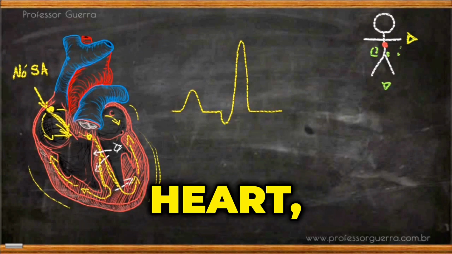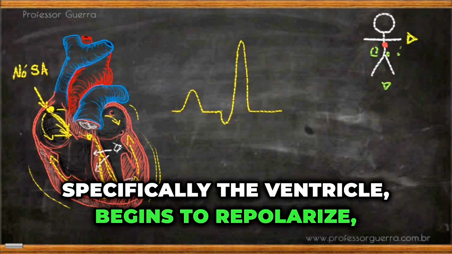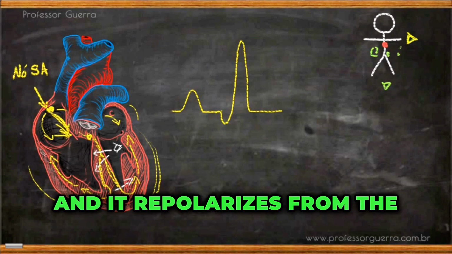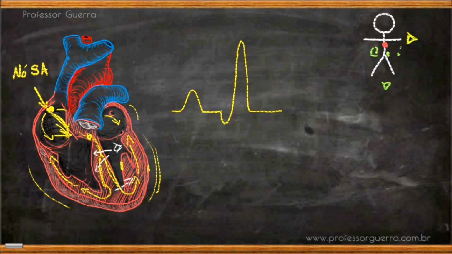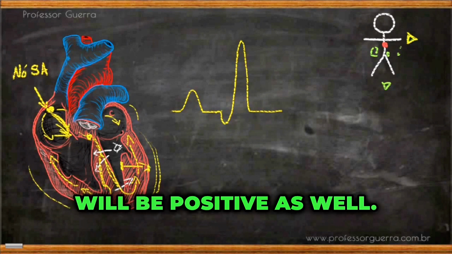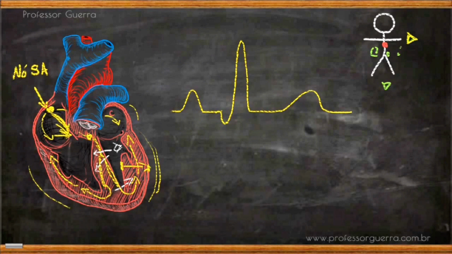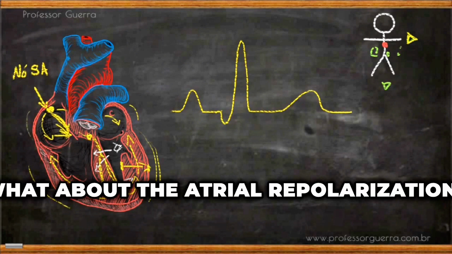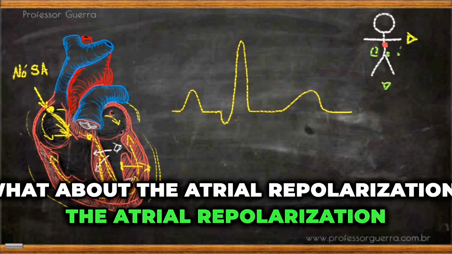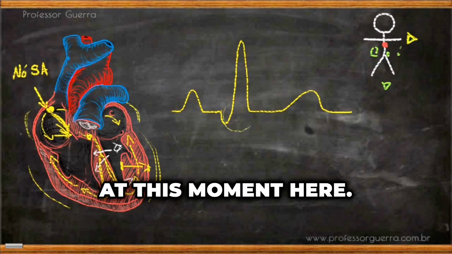And then the heart, specifically the ventricle, begins to repolarize, and it repolarizes from the inside out. So the intensity will be positive as well. So it goes and repolarizes everything again. What about the atrial repolarization? The atrial repolarization is happening at this moment here.